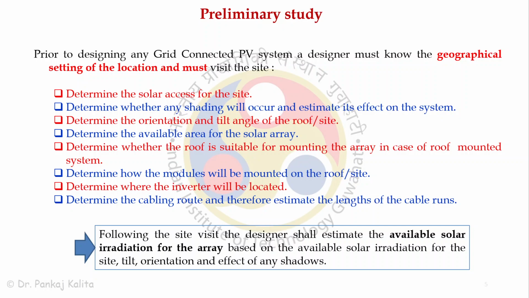So if there is any adverse weather condition, this solar array can fly away, or move with the wind, or if there is any very high wind. Okay, and determine how many modules, how the modules will be mounted on the roof side. Determine where the inverter will be located. Determine the cabling route. This is very important, cabling route.